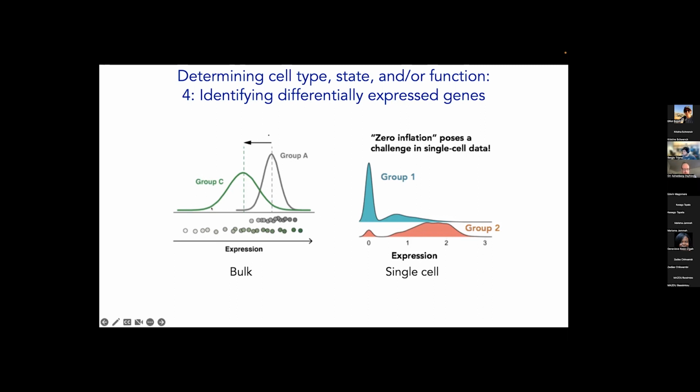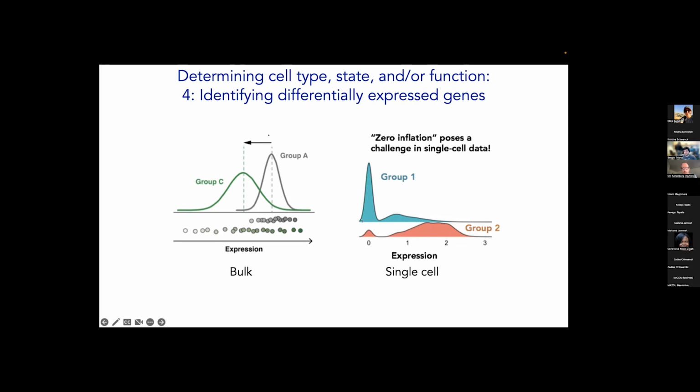So in bulk RNA sequencing data, you often have a gene expression that looks very nicely distributed. So this might be cluster A, and this might be cluster C, and you can just do a nice statistical test to say whether the means of these distributions are significantly different from one another. Now, in single cell data, as you recall, a lot of our measurements are actually zeros. So we'll have distributions that don't look like these nice Gaussians. Instead, we'll have distributions that might have a peak at 0 and then another peak somewhere else. And so comparing these distributions is much more tricky, right?